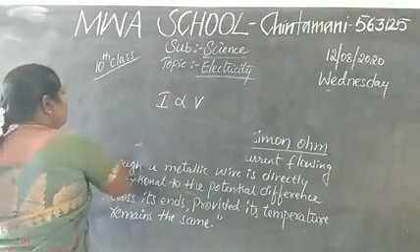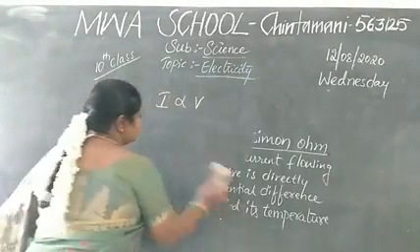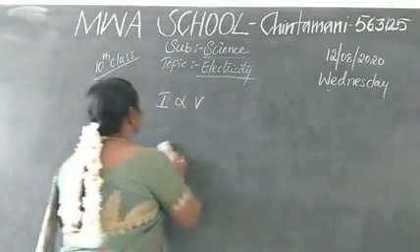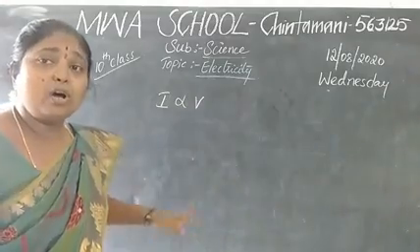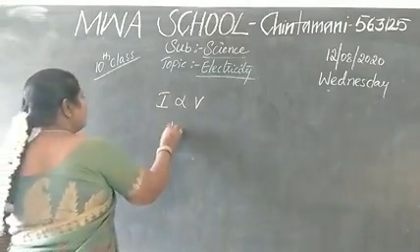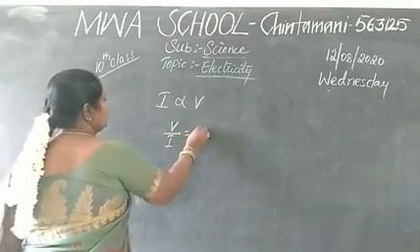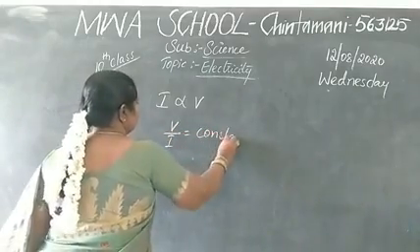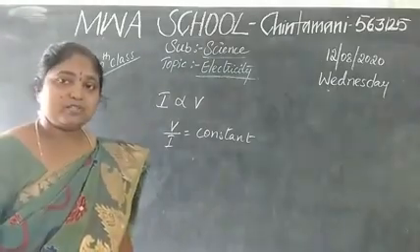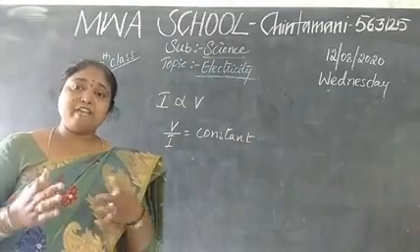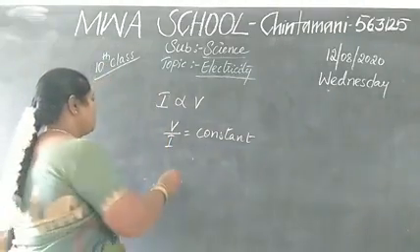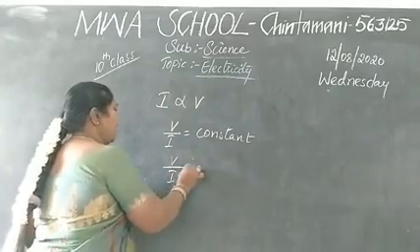Here we want to take off the proportionality. That means when the current is increasing, its potential difference also will be increasing. So I is directly proportional to V, or we can write V by I is equal to a constant. Instead of this constant, we take one constant symbol, R.